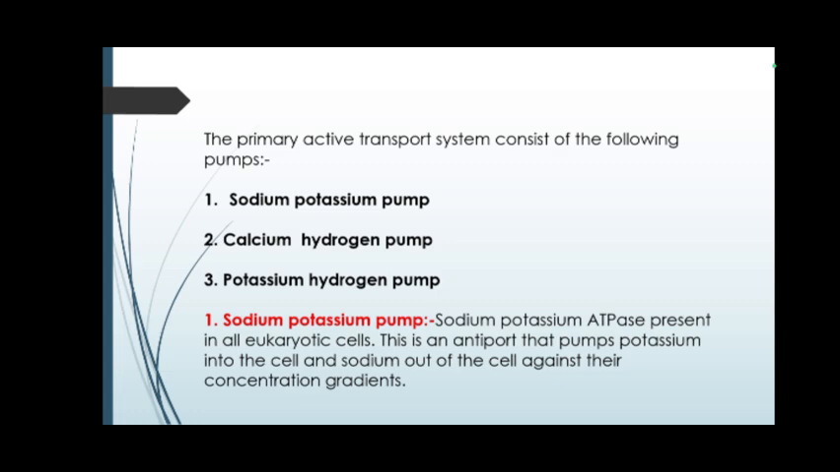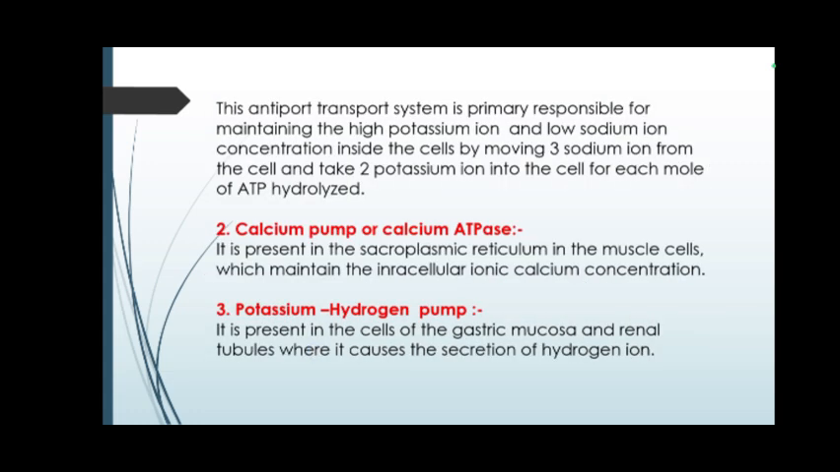Sodium potassium ATPase is present in all eukaryotic cells. This is an antiporter that pumps potassium into the cell and sodium out of the cell against their concentration gradients. And this antiporter transport system is primarily responsible for maintaining the high potassium ion and low sodium ion concentration inside the cells by moving 3 sodium ions out of the cell and taking 2 potassium ions into the cell for each mole of ATP hydrolyzed.